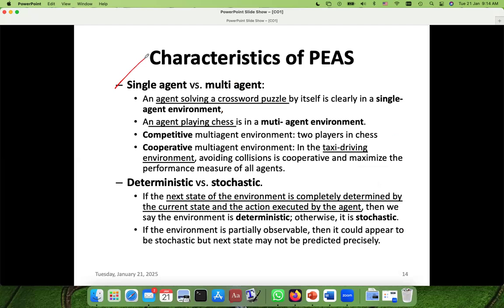Now the second category, single agent versus multi-agent. Your environment can be single agent or multi-agent. For example, single agent means single user, and multi-agent means multi-user. For example, if you have built a chess game, then normally two players can play that chess game. This is what multi-agent is.